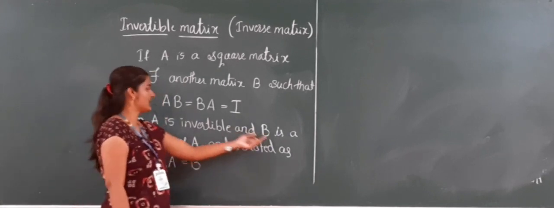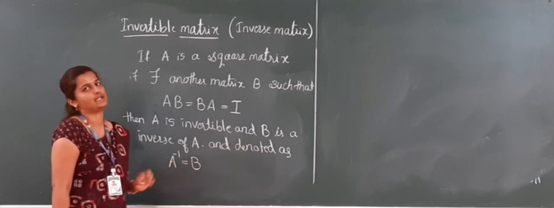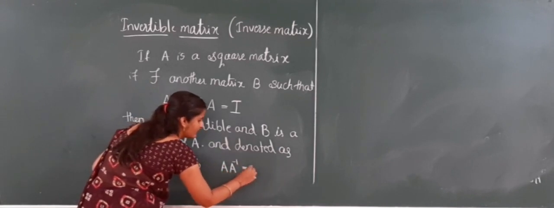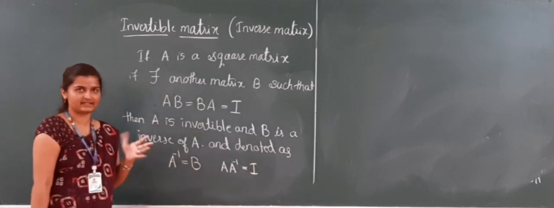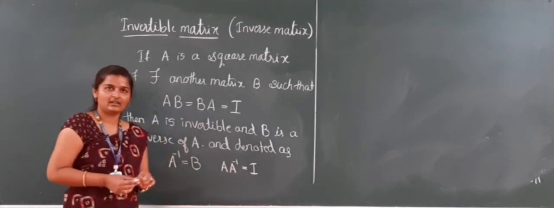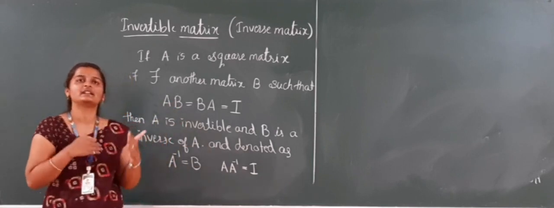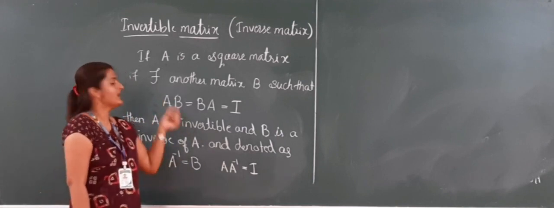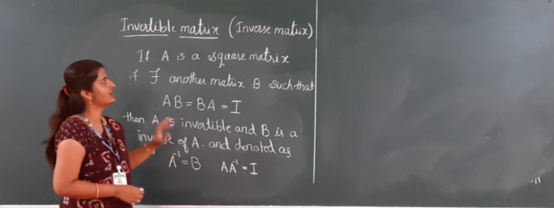And B is known as the inverse of the matrix. So the inverse of a matrix can be denoted as A inverse equal to B. Whenever you multiply A with A inverse, you will always get the identity matrix. This is the inverse law which you have learned in real numbers, like that only. A into A inverse is always equal to identity. Are you getting? Yes. So for any matrix, if there is another matrix such that after multiplying these two matrices you get the identity matrix, then this matrix is the inverse of that matrix. Okay, this is the invertible matrix.